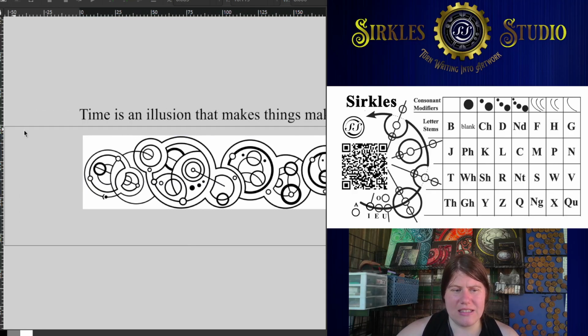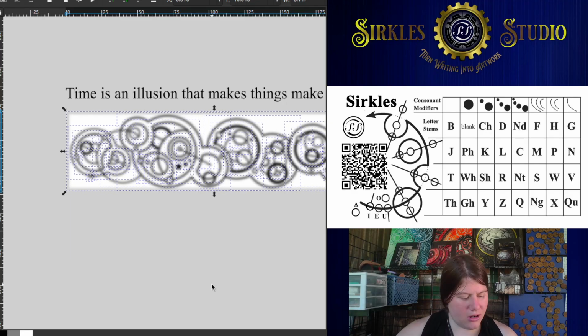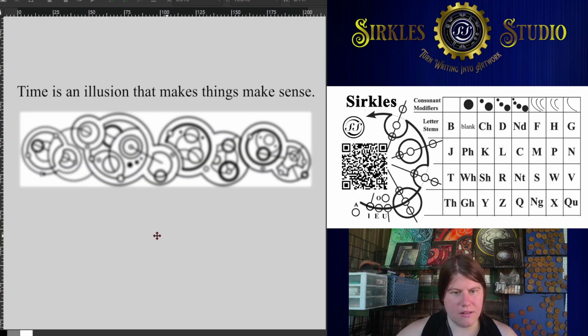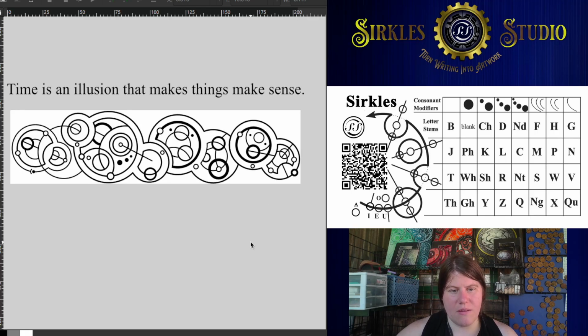So if these guys blur, it still stays pretty darn clear as far as where the circles and stuff go. But yeah, let's go ahead and read this design.